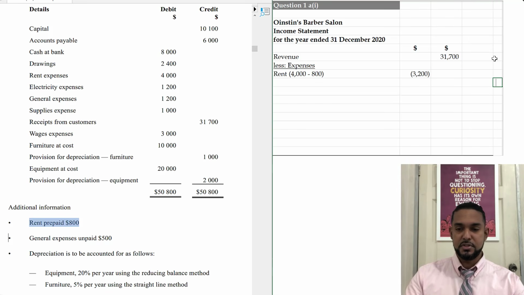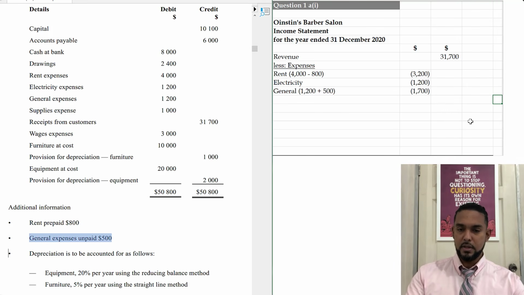The next thing is electricity is 1,200. Then we have general expenses, which is also 1,200, but don't forget, we have an accrued portion for general expenses down here, which means we have to add that accrued portion to the 1,200. So 1,200 plus 500 is 1,700. Cool. Next we have supplies expense, and then wages expense. All right. So we're going to put supplies 1,000 and wages 3,000.